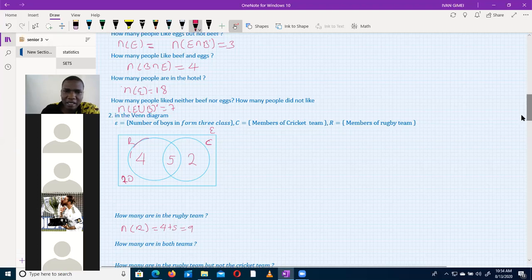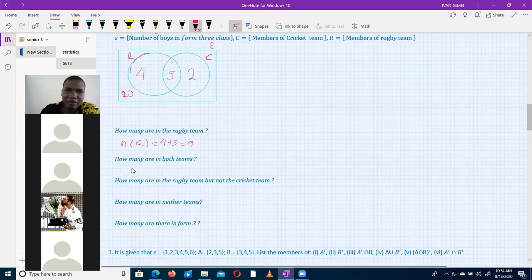Then the other one is how many are in both teams, number of rugby intersection cricket. How many are those? 5. How many are in the rugby team but not the cricket team? 4. So we put 4.